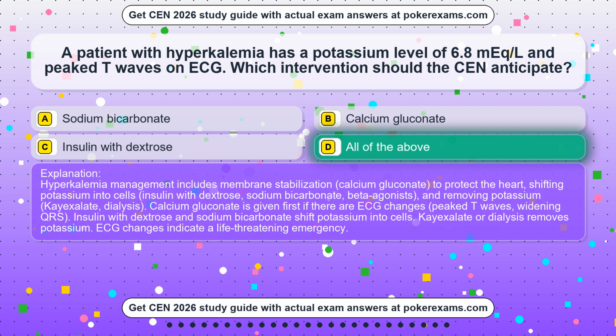Hyperkalemia management includes membrane stabilization, calcium gluconate, to protect the heart; shifting potassium into cells, insulin with dextrose, sodium bicarbonate, beta agonists; and removing potassium, potassium binders, dialysis. Calcium gluconate is given first if there are ECG changes, peaked T waves, widening QRS. Insulin with dextrose and sodium bicarbonate shift potassium into cells. Potassium binders or dialysis removes potassium. ECG changes indicate a life-threatening emergency.